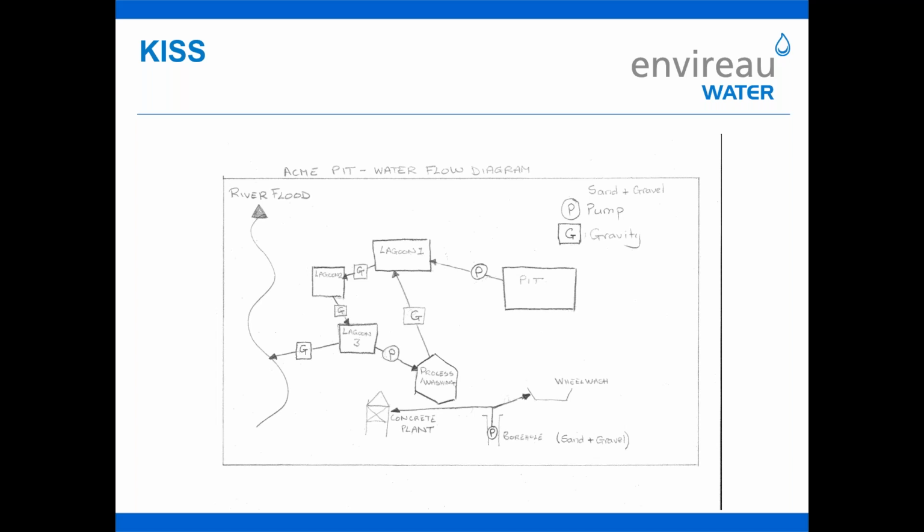Okay, and on this diagram, what I'm showing is I have some pumped transfers of water, I have some gravity transfers of water, I've got a circle going round between the process plant or the washing plant and some lagoons. I've got an eventual discharge to a river. And I've also got, on this example, a borehole water supply that's going to a concrete plant and a wheel wash, which is separate from everything else.